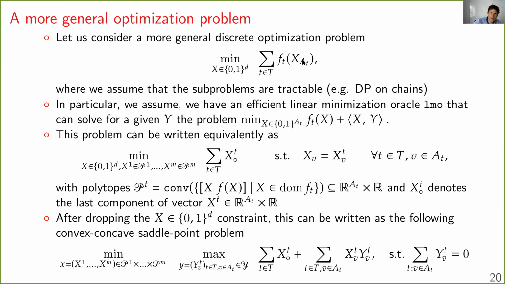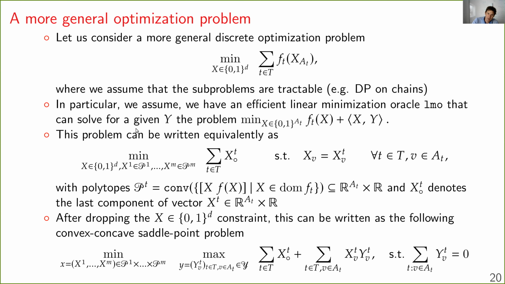And then we can rewrite this optimization problem as minimizing the sum over t of this x_0t, because they are the function values. And we have the constraint that x_v must be equal to x_vt for all t, and v restricted to the set of variables corresponding to the term t. So it's again the same splitting as we had before, but here it's written in just a more abstract way.